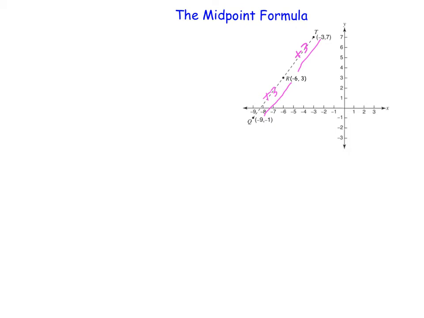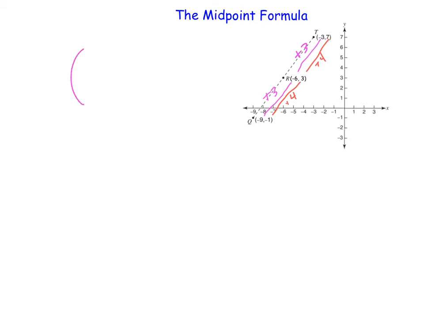So from here, if we look at the y-coordinates, you'll notice this exact same thing. You have negative 1, 3, and 7, where 3 is exactly in the middle of Q's y-coordinate and T's y-coordinate, because if we were to add 4 to negative 1, it would bring us to 3, and if we were to add 3 and 4 together, it would bring us to 7.